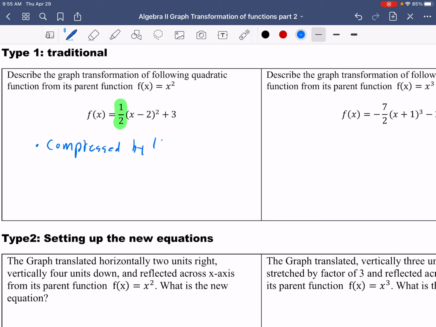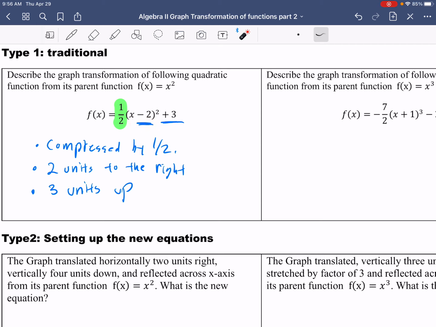by 1/2. And we have this -2 right next to x. That's gonna be what? 2 units. It will move 2 units to the right, and it's gonna be moved 3 units up. I mean, for this one, sometimes the question will say horizontal shift by 2 units to the right, or vertical shift 3 units up, like that.